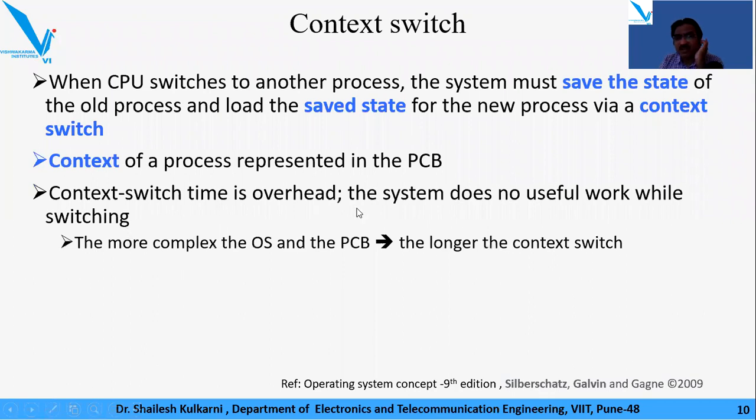Then context switch time is an overhead, as I gave an example last time. The system does no useful work while switching. Obviously, it's housekeeping kind of operations. The more complex the OS and the PCB, the longer the context switch. We want this context switch time to be less, we want it to be faster.